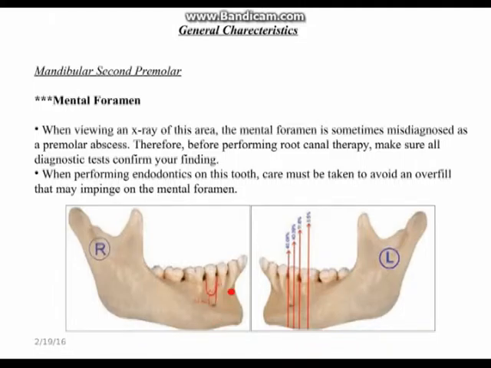And here, on the mental foramen, there are important nerves that go through it. So pain would be experienced, and maybe numbness, like a burning sensation. You never know. So you just have to be careful.